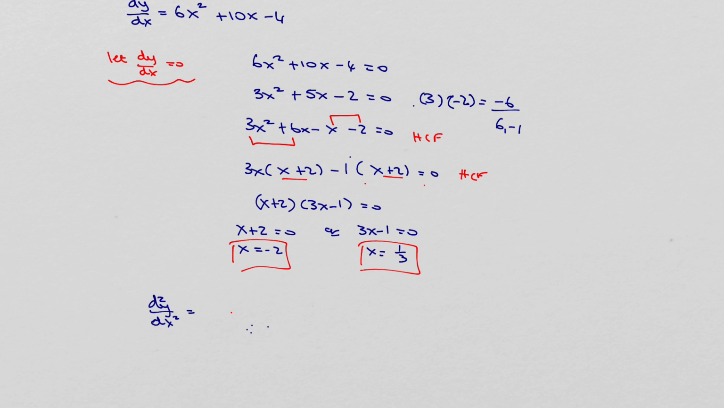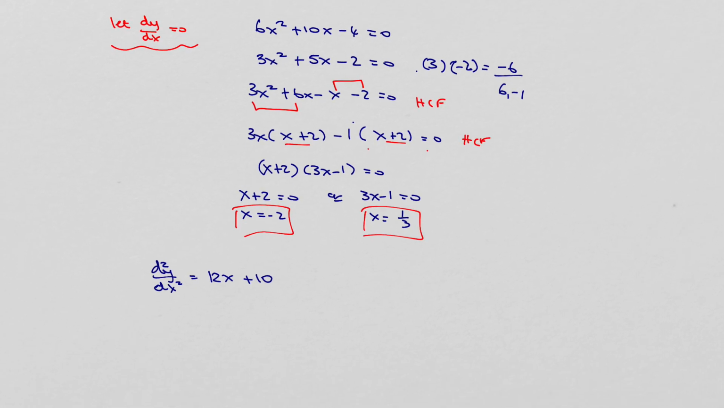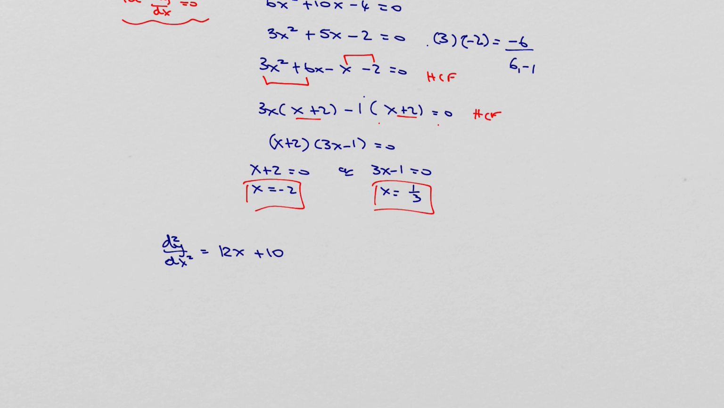So if we go back up here, I'm just going to start. We have dy/dx was equal to 6x squared plus 10x minus 4. So if I differentiate that, that gives me 12x plus 10. And now what I want to do is sub in these two x values and see which is going to give me a positive value for my second derivative and which will give me a negative value for my second derivative.